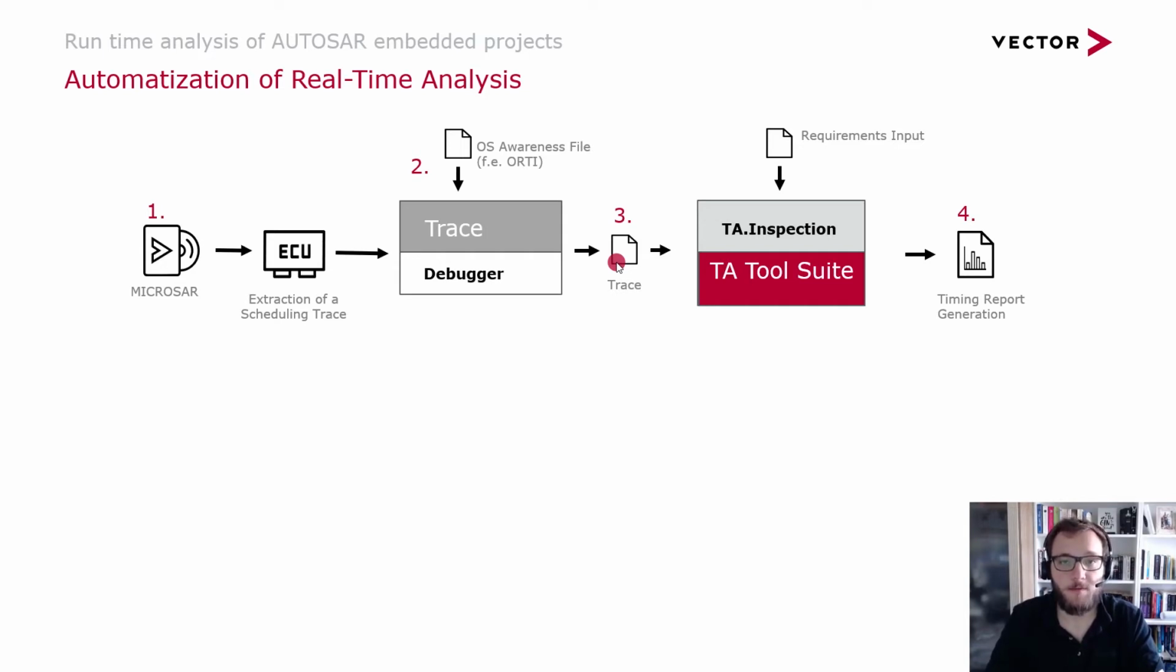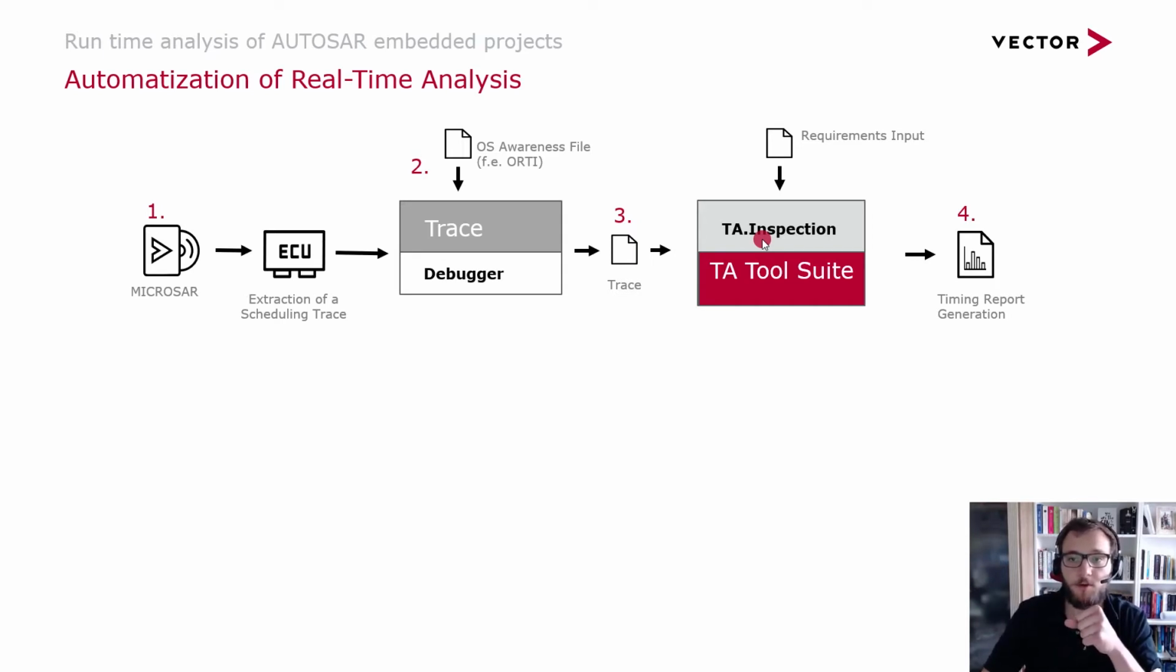And this trace format can then be imported into the Timing Architects tool suite, to be more precise, into the option TA inspection. And this will allow you to analyze the trace against different requirements, to have a look at the Gantt chart that I have shown in previous videos, and do different types of analysis.